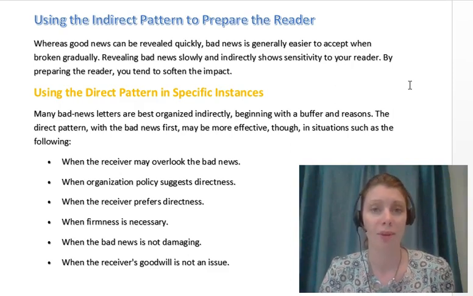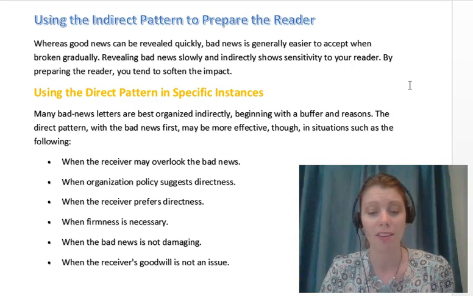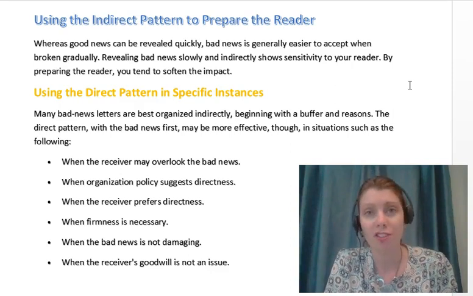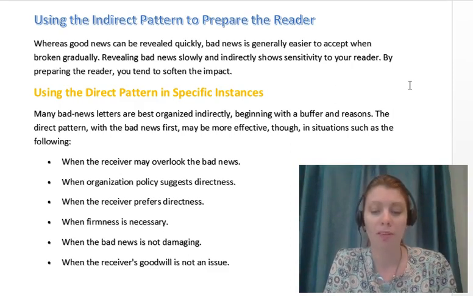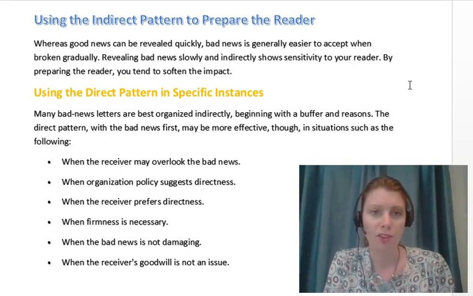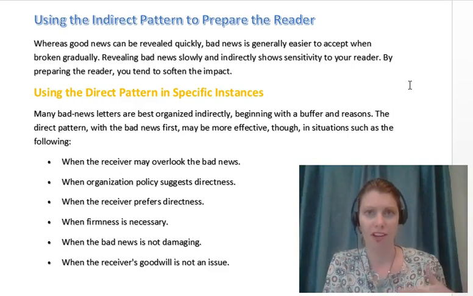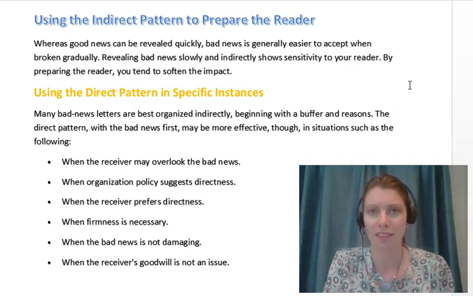A blunt announcement of disappointing news might cause the receiver to stop reading and just toss the message aside. The indirect strategy enables you to keep the reader's attention until you've been able to explain the reasons for the bad news. The most important part of bad news letter writing is the explanation. All right, so using the direct pattern does happen sometimes in specific instances, which we'll look at here. Many bad news letters are best organized indirectly, beginning with a buffer for the reader and giving the reasons and explanations.